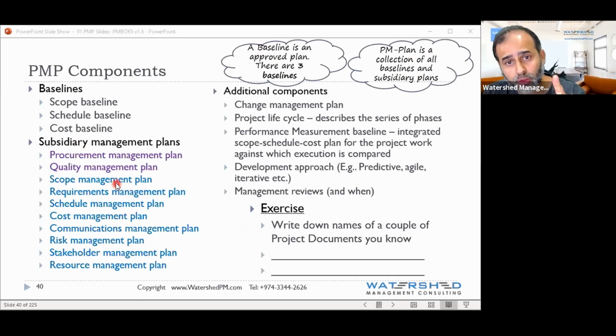Your schedule is a subsidiary management plan. After approval, it becomes the schedule baseline. Your budget, your cost, is a subsidiary management plan. After approval, it becomes the cost baseline. Get the idea? So your PM plan is a collection of all baselines and subsidiary plans. Your subsidiary plans come from all knowledge areas, procurement, quality, everything. Okay.